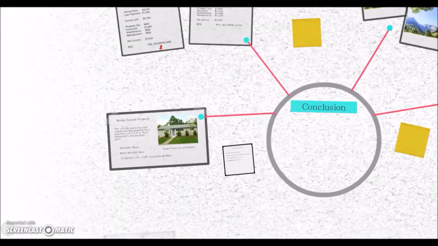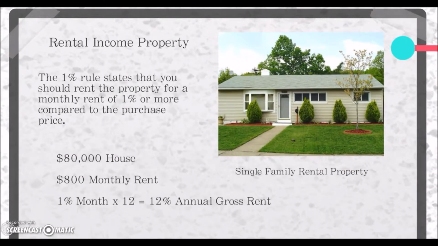Alright, today we're going to talk about another real estate investment valuation metric called the 1% rule. The 1% rule states that you should rent the property for a monthly rent of 1% or more compared to the purchase price. So for example, if we have an $80,000 house, the monthly rent should be at minimum $800 a month. And going off the 1% rule, multiplying it by 12 months, we can see that our annual gross rent will be 12% of the purchase price.